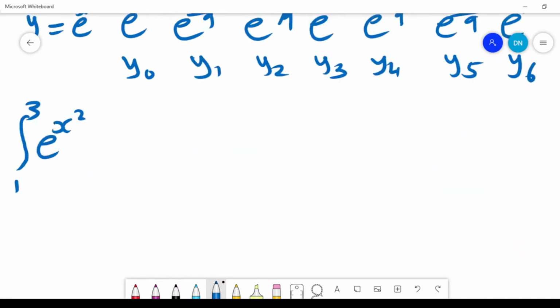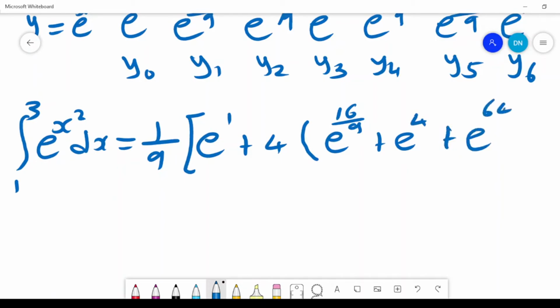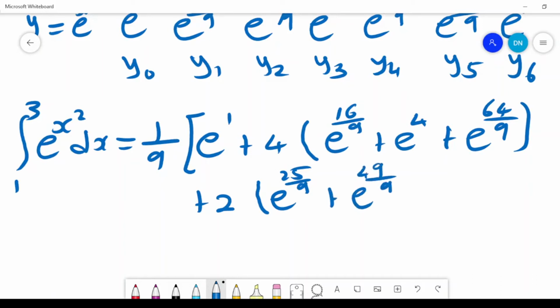The integral of e to the x squared dx is h over 3, which is 1 over 9. And then we have our values. The first value is e raised to power 1. Then the second one is 4 times e raised to power 16 over 9 plus e raised to power 4 plus e raised to power 64 over 9. And then plus 2 times e raised to power 25 over 9 plus e raised to power 49 over 9, plus e raised to power 9.